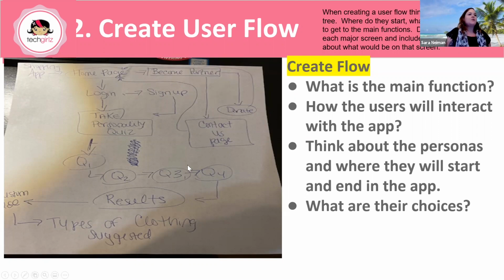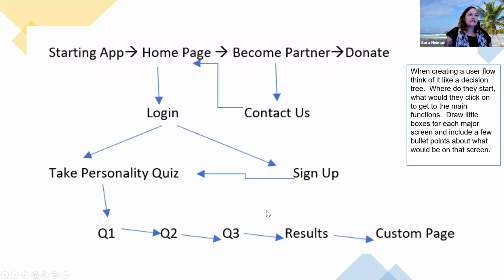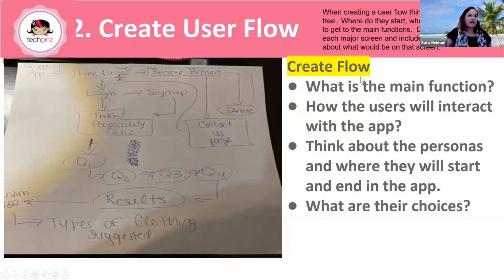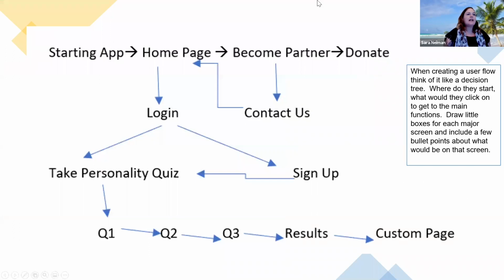So once again, when you are creating your user flow, really think of it like a decision tree. What happens if I go here or touch this button or touch this button? And I want to show you how I did this more in a Word document. So this is literally the same thing that I created here, but now I just did it in a Word document. And I can show you how to do that in a second.